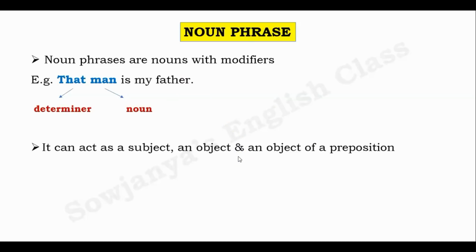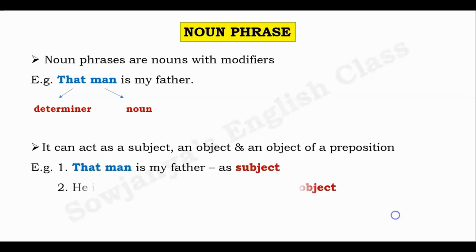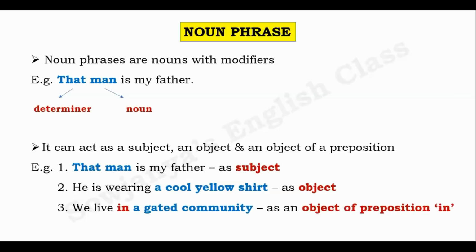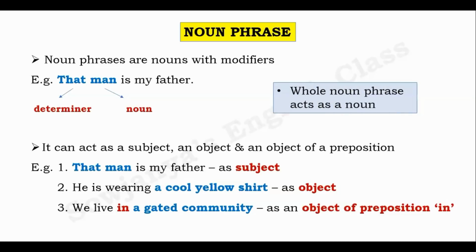It can act as a subject, an object, and an object of a preposition, like a noun does. Example, that man is my father. Here, it's acting as a subject. He is wearing a cool yellow shirt. Here, it is acting as an object. We live in a gated community. Here, it is an object of the preposition "in". The whole noun phrase acts as a noun. So, it functions as a noun in a sentence. That's it.